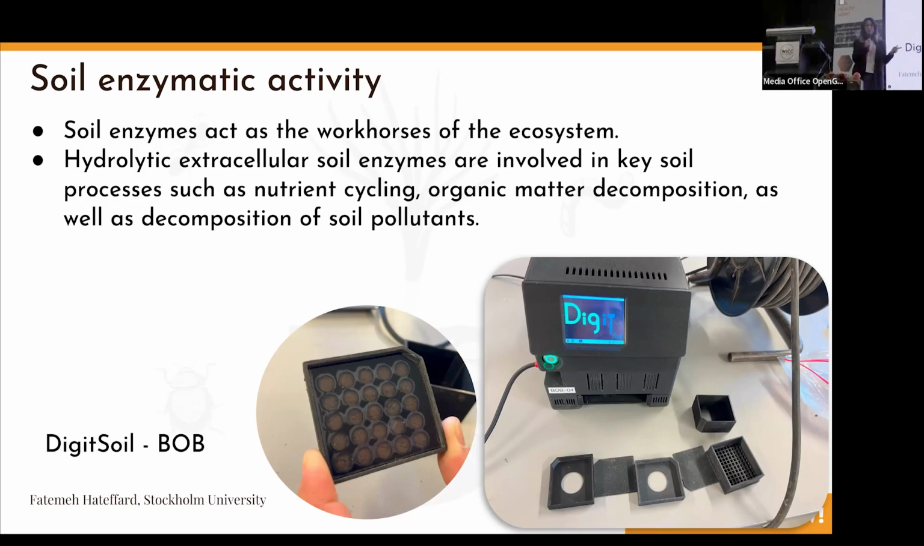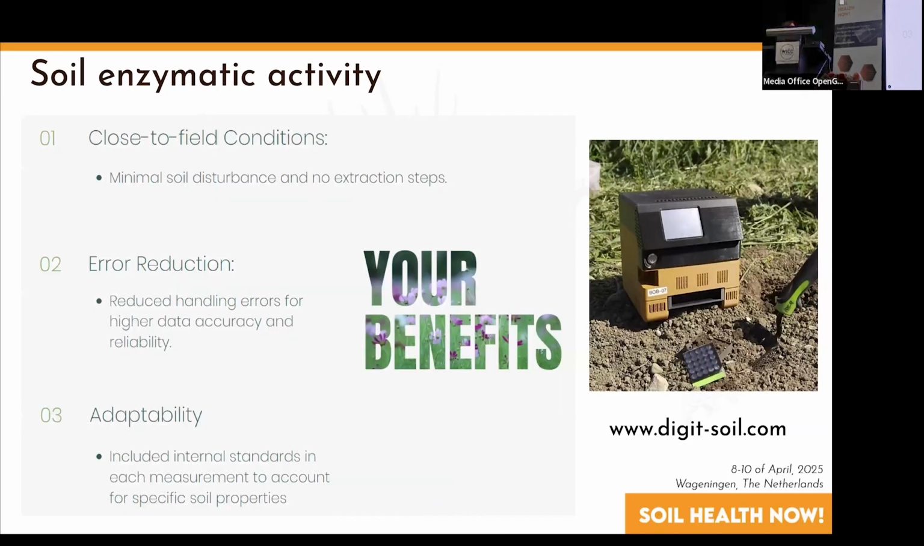We collect the fresh samples and put them in a cuvette like this. They have a device they call Bob. They add the fresh soil here, and we add a reaction gel onto the soil, and then we put it into the Bob, into the reader. And then we will have the enzymatic activity in 5 different categories.